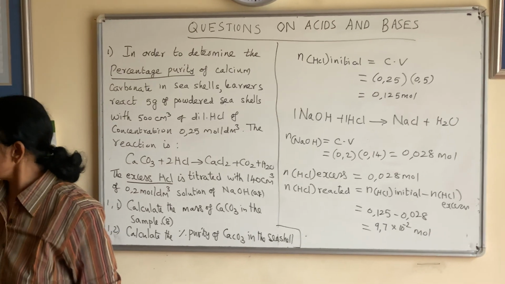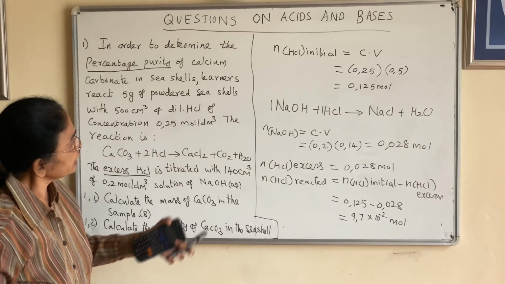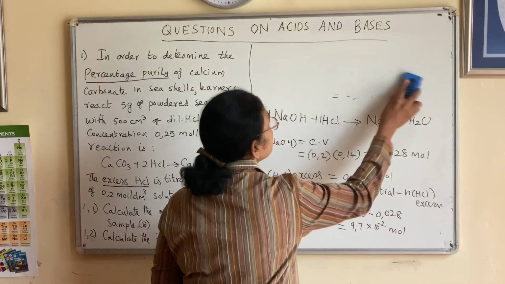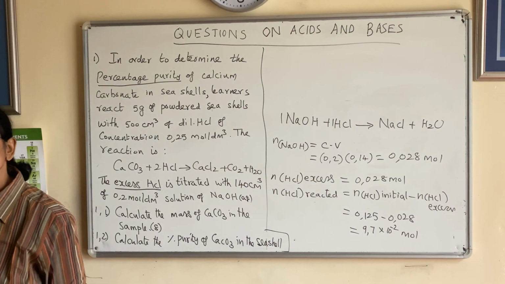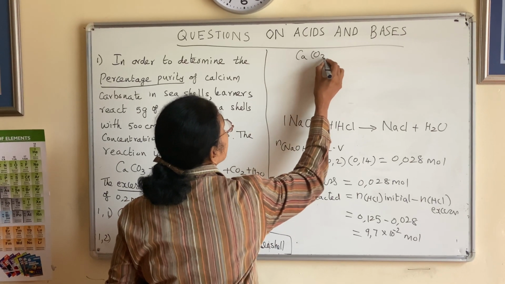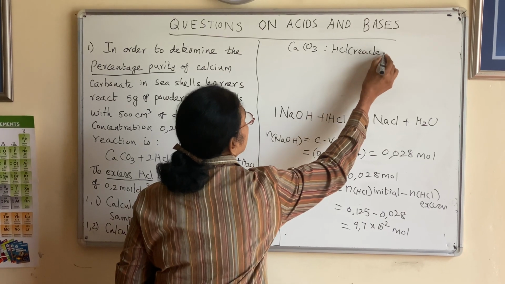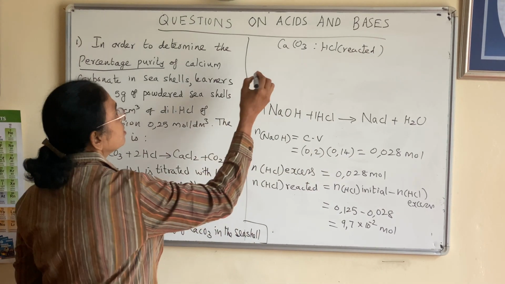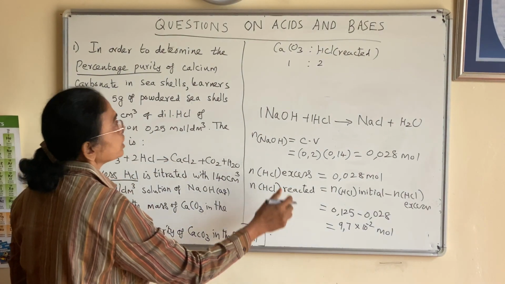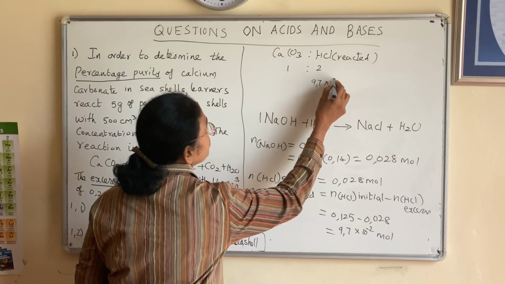But our aim is to find out the mass of calcium carbonate. What we know is the number of moles of HCl reacted. Now I am going to continue. What am I going to do? I am going to use the mole ratio of calcium carbonate to HCl. This is the HCl that reacted with your calcium carbonate. What is the ratio? If this is 1, this one is 2. What is the mole of HCl? 9.7 times 10 to the power of minus 2.